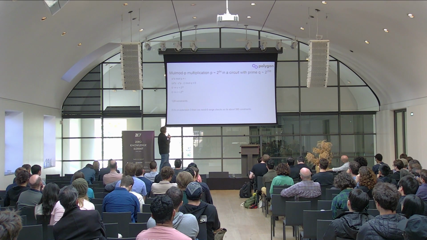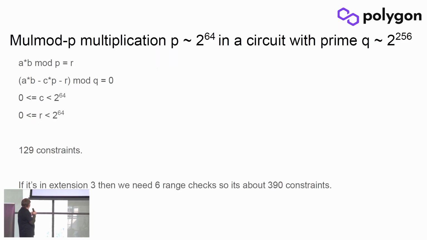So if we guarantee that C is less than 2 to the 64 and R is less than 2 to the 64, then we are done. We may have two solutions, but we know that these solutions are small enough, only 64 bits, and this is enough for what we need.